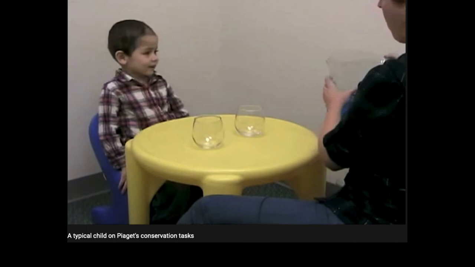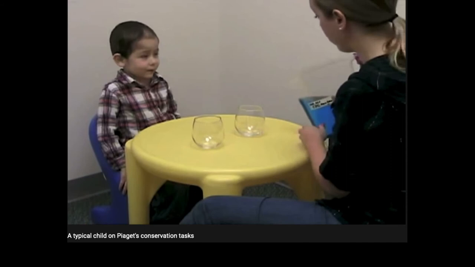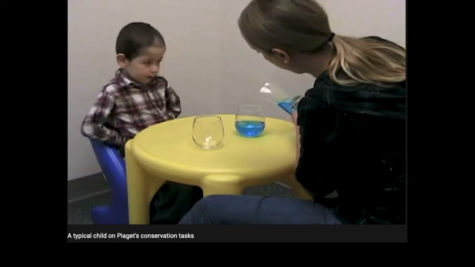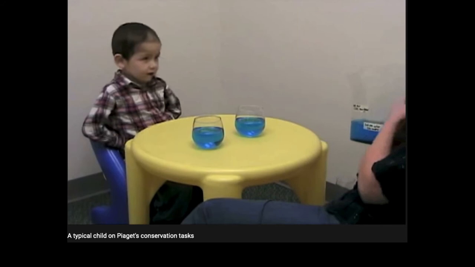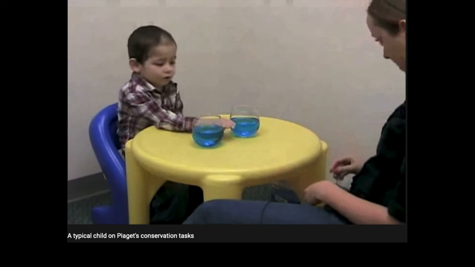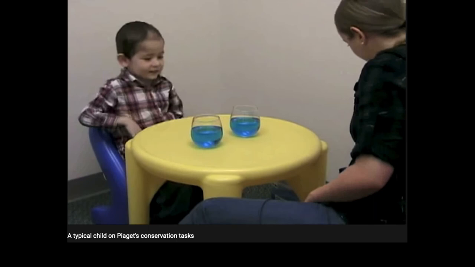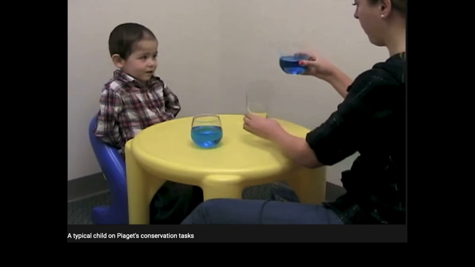Okay. I'm going to pour blue water into each of these cups, and you're going to have to tell me when they have the same amount, okay? Okay, tell me when this one is the same. The same. The same? Those two are the same now? Yeah. Okay. Same. Good. The white is the same. Good. Okay, now watch this. We're going to take the blue water from this glass. I'm going to pour it into this glass.